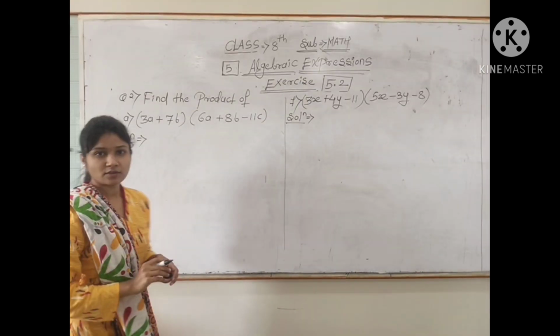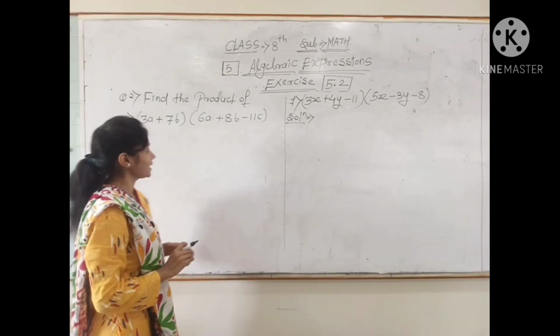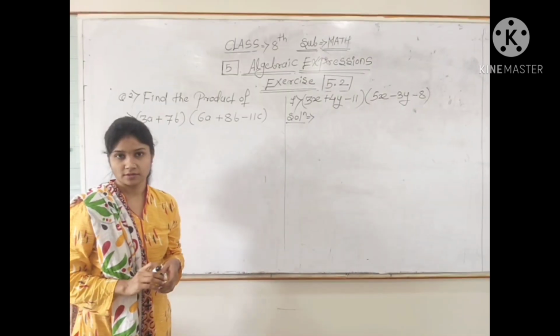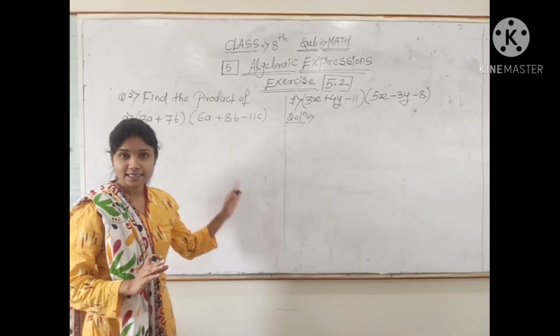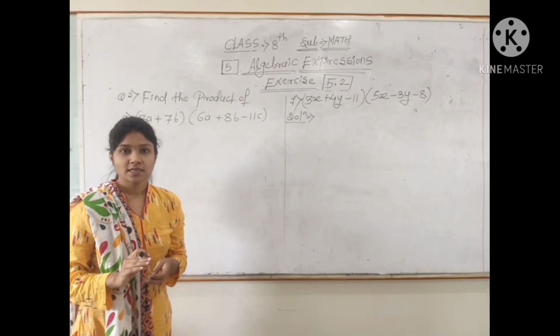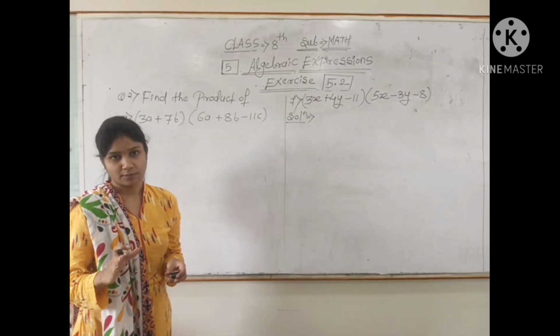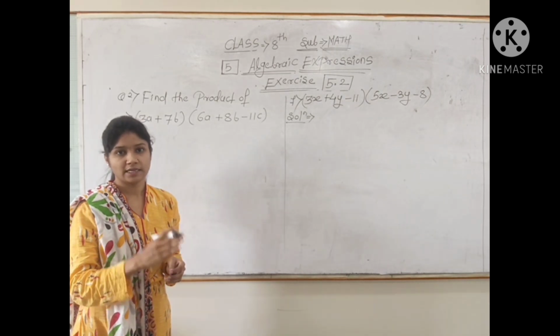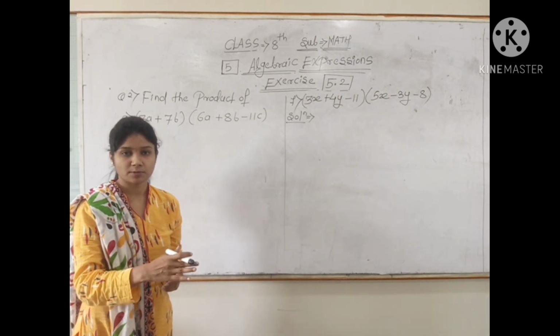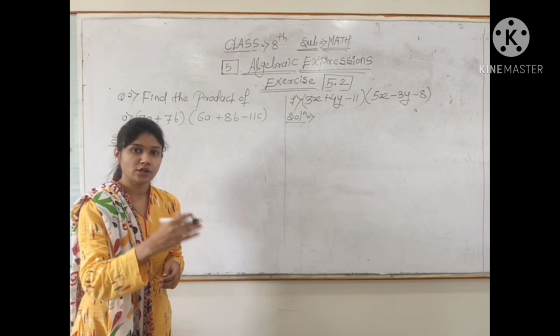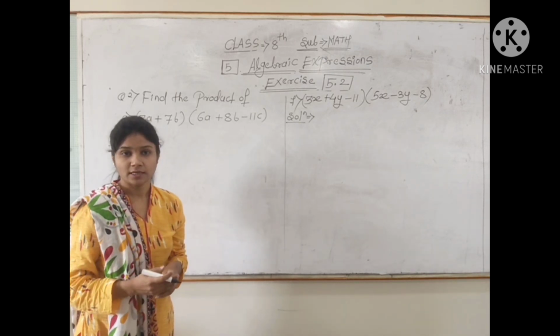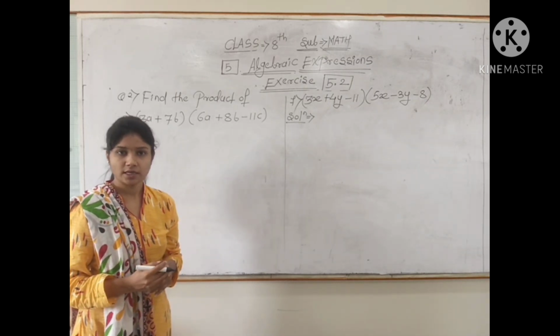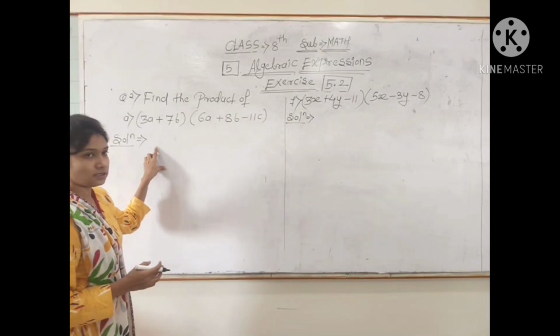Now students, see here question number 2. What is question number 2? You have to find the product. In this question you are given all types of examples: monomial multiplied by trinomial, binomial expression multiplied by binomial, and trinomial multiplied by trinomial. This type of expression is given. Okay.